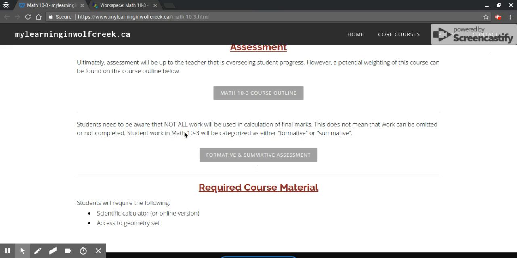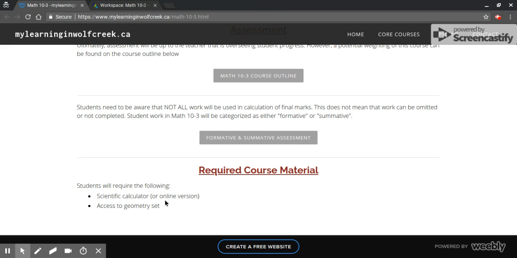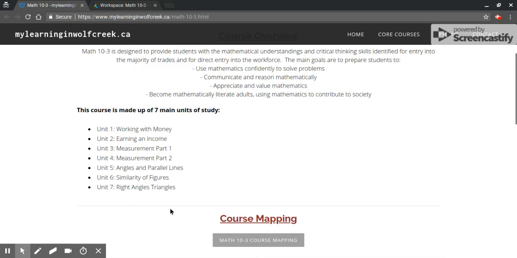Nonetheless, if I go back here, I would recommend that you have a good scientific calculator. Using an iPhone or a Google phone, maybe not the best. If you can get your hands on a scientific calculator, that would be ideal. And please have access to a geometry set.